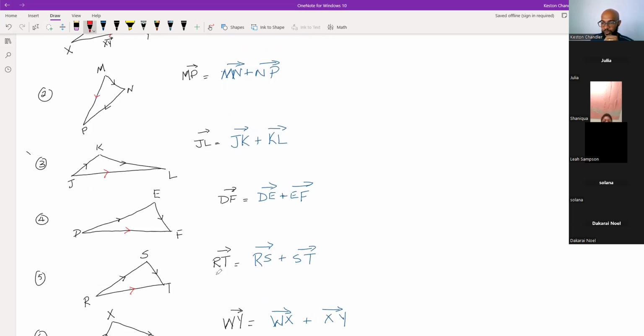I said, when you're doing it, if you're going to go from R to T, start with R, end at T, and the letter in the middle is always going to be the same, which is this common point here, S. So you go from R to S and then S to T, and that's equivalent to our total displacement from R to T, right?